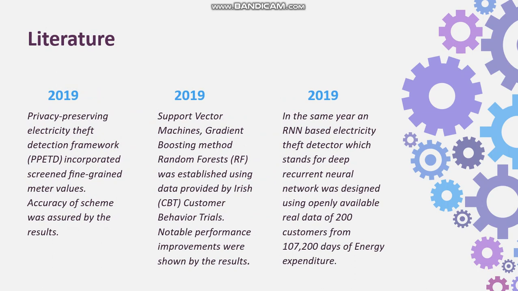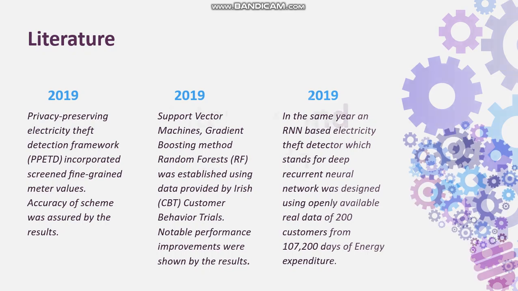A privacy preserving electricity theft detection framework incorporated screen fine grained meter values. Accuracy of the scheme was assured by the results. Support vector machines, gradient boosting method, and random forest were established using data provided by customer behavior trials. Notable performance improvements were shown by the results. In the same year, an RNN-based electricity theft detection, which stands for Deep Recurrent Neural Network, was designed using openly available real data of 200 customers from 1 lakh days of energy expenditure.